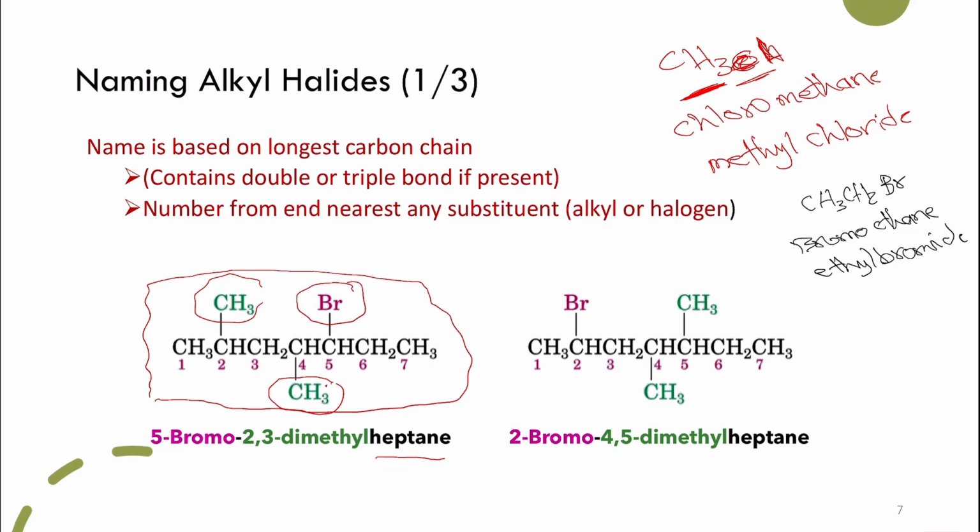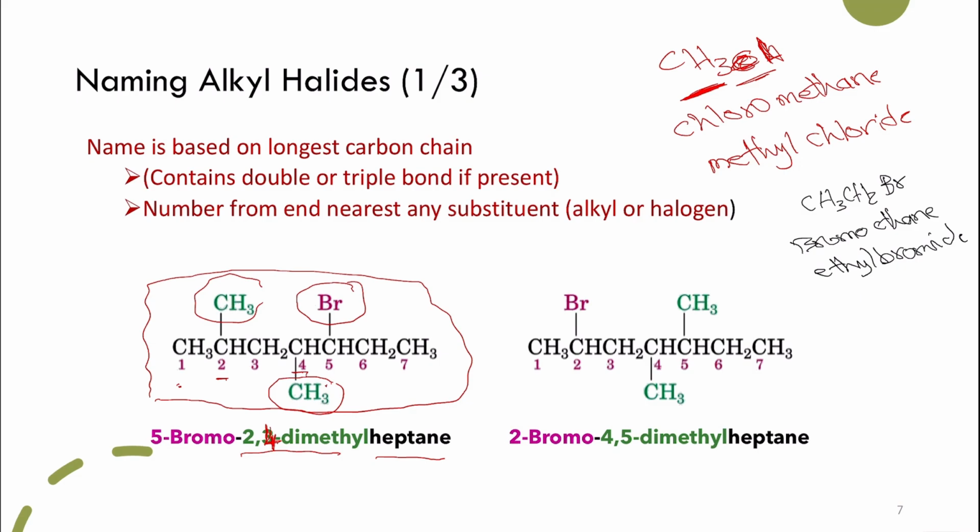So again, we need to consider which end we will start numbering the long chain from. We will always number the long chain from the side that will give the substituents the lowest possible numbers in total. For this compound, we started numbering from the left, because then we're going to have 2,4-dimethyl and 5-bromo. So the methyl groups are on carbon number 2 and carbon number 4, giving 2,4-dimethyl and 5-bromo.